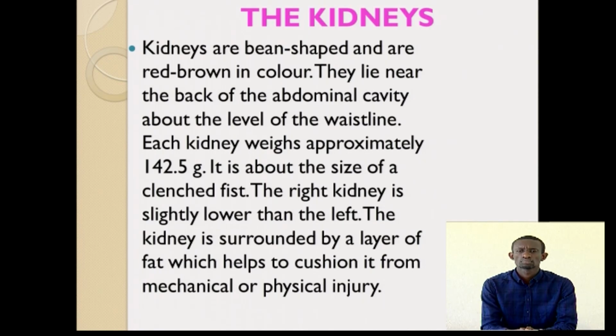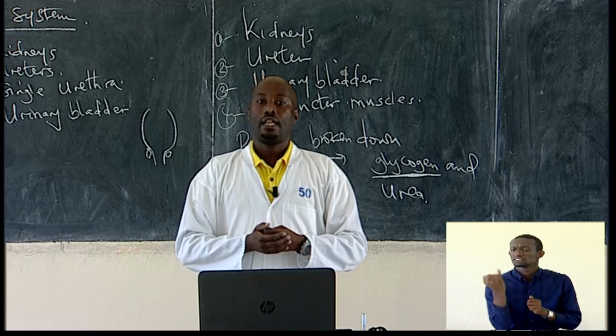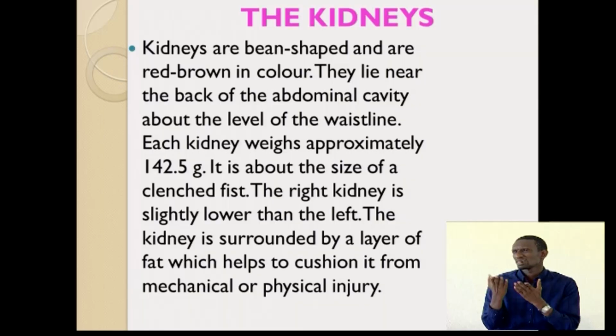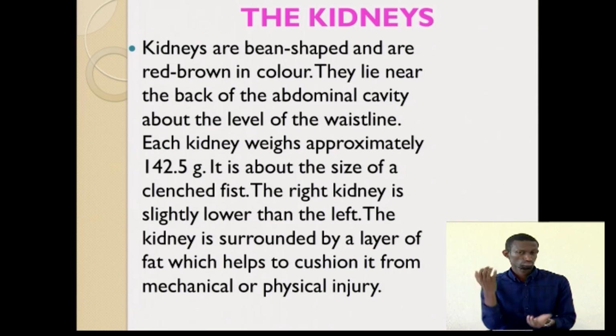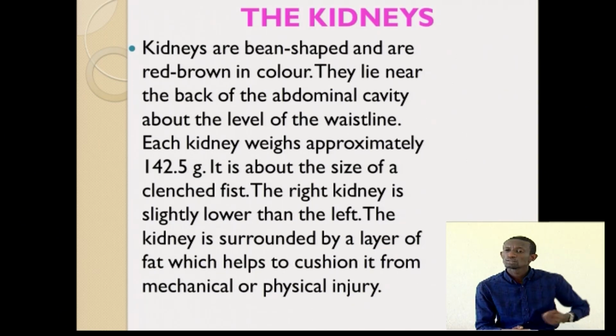We can summarize by saying that the kidneys are bean-shaped structures. I mentioned it earlier, and they are red-brown in color. They lie near the back of the abdominal cavity, about the level of a waistline, and each kidney can weigh between 142.5 grams.